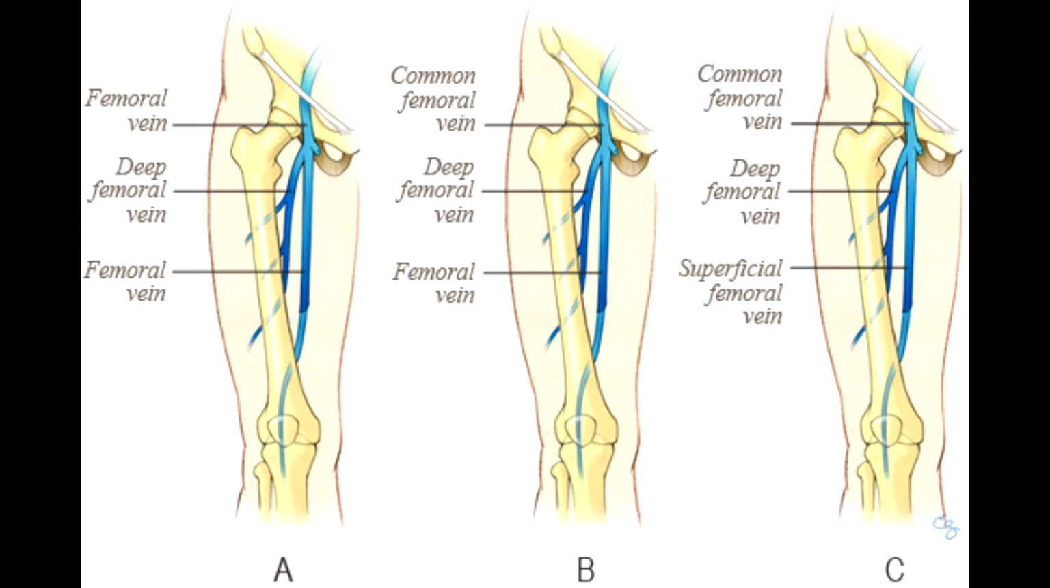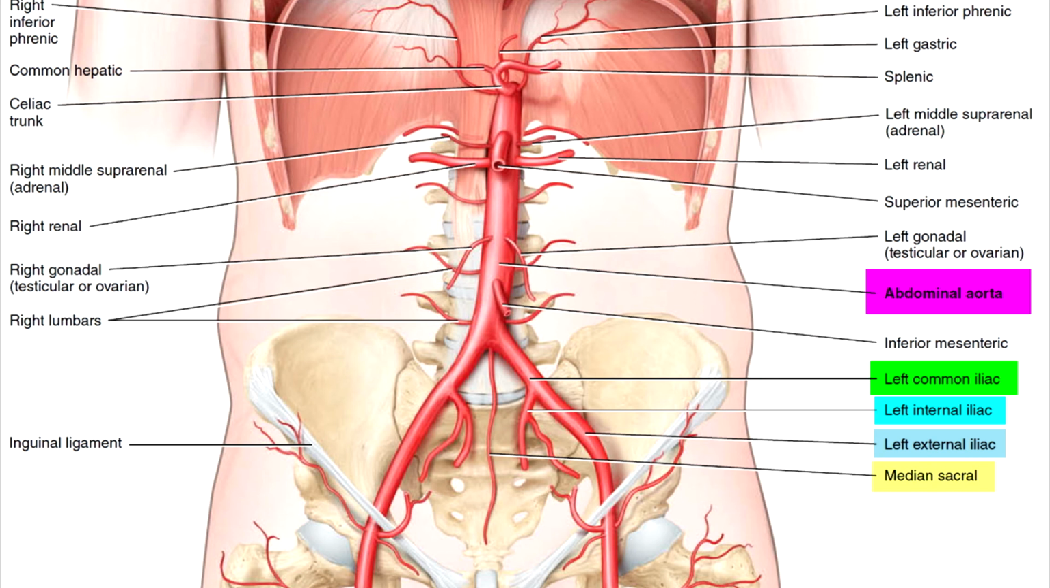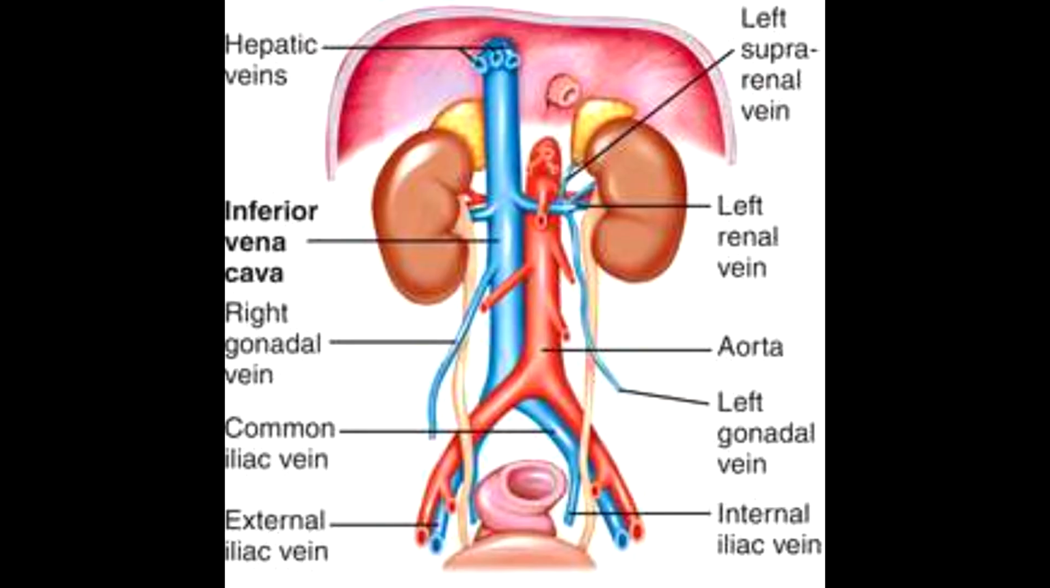The femoral vein courses up the thigh and passes under the inguinal ligament to become the external iliac vein. The external iliac vein then unites with the internal iliac, or hypogastric, vein to become the common iliac vein. The right and left common iliac veins then unite to form the inferior vena cava.